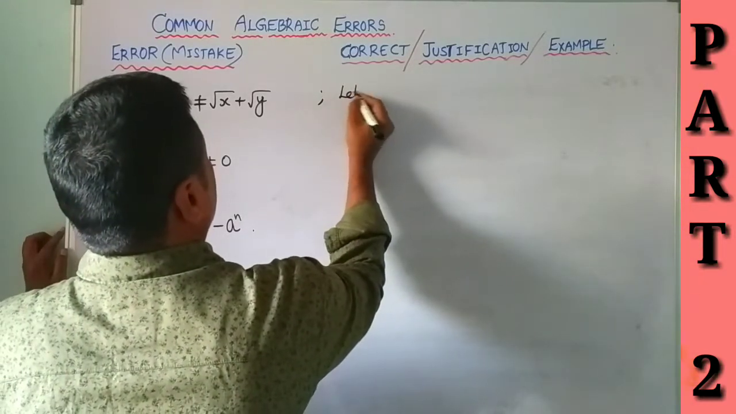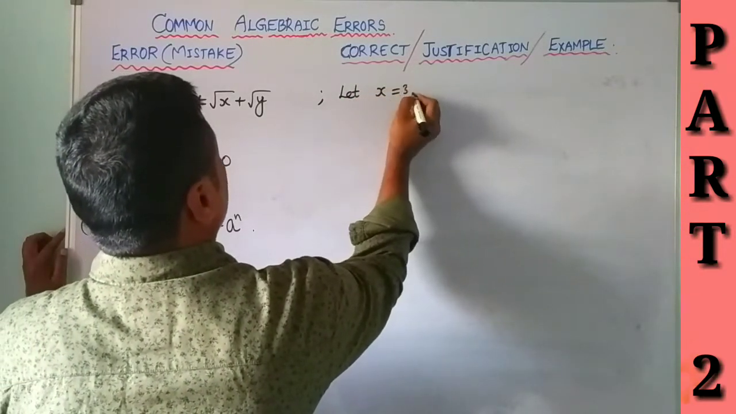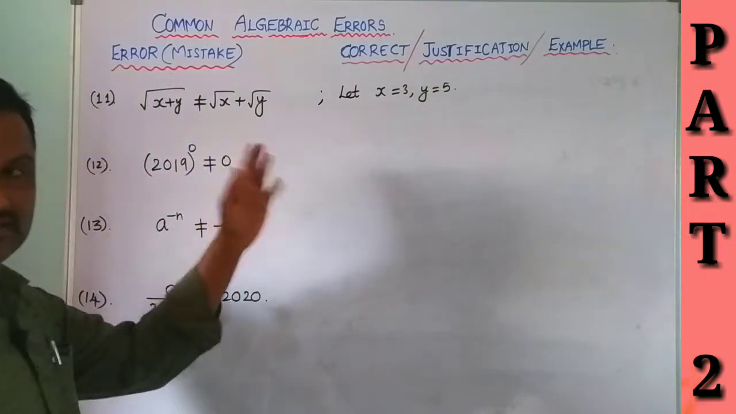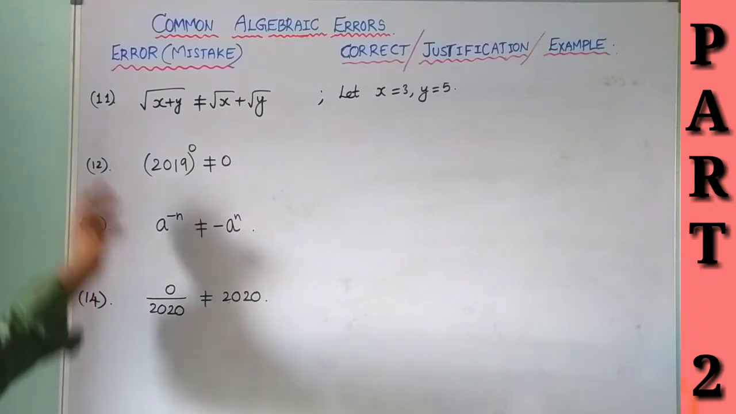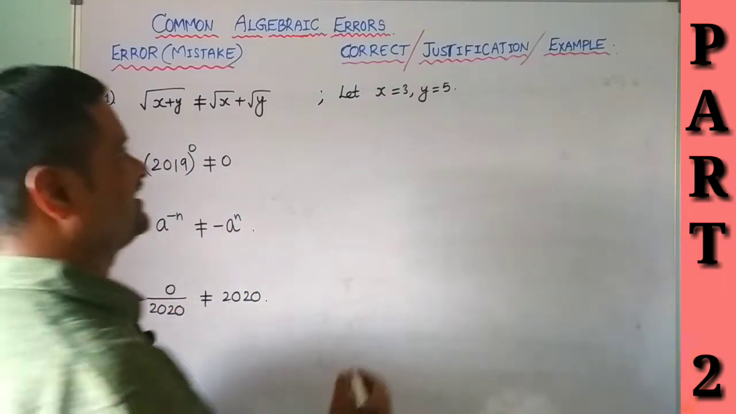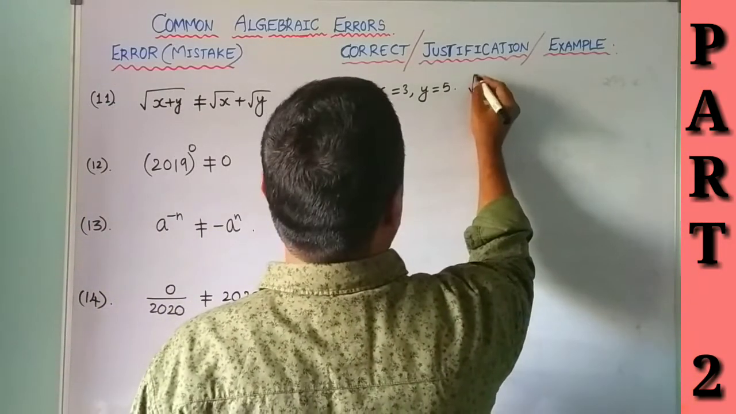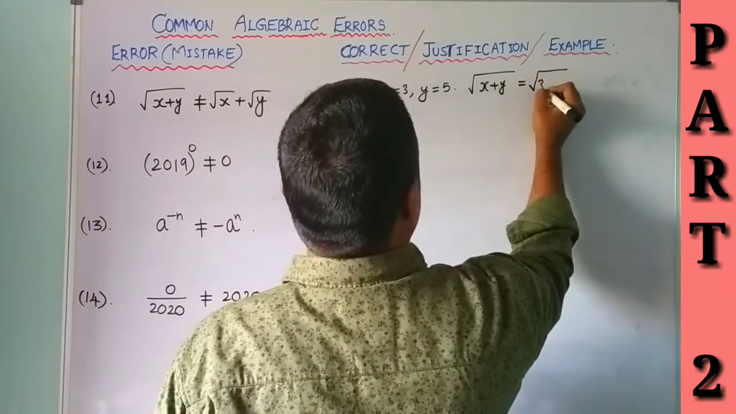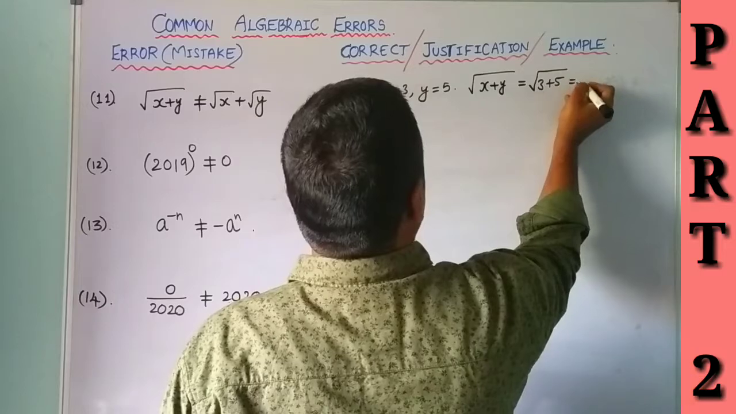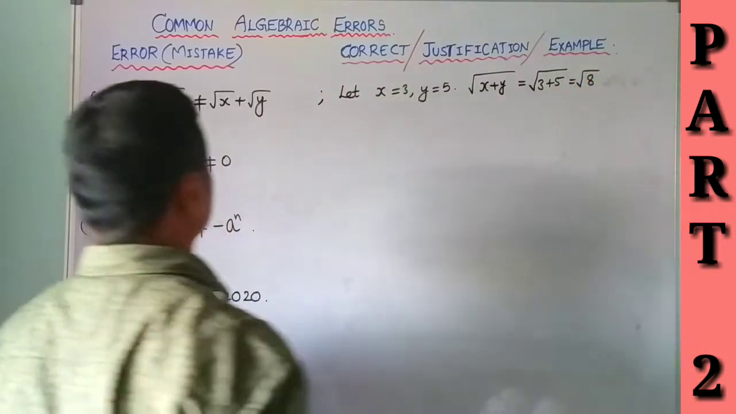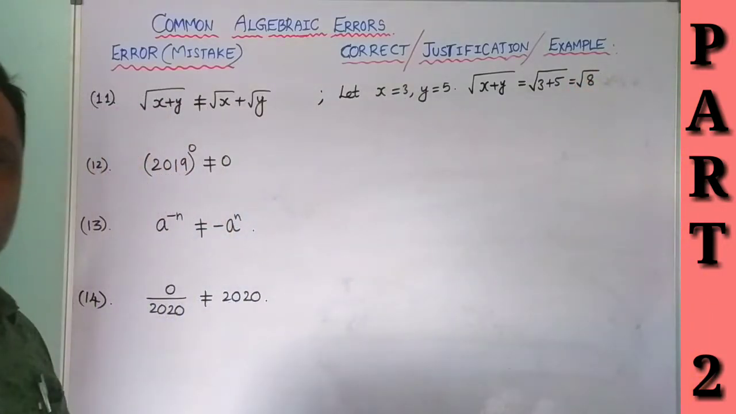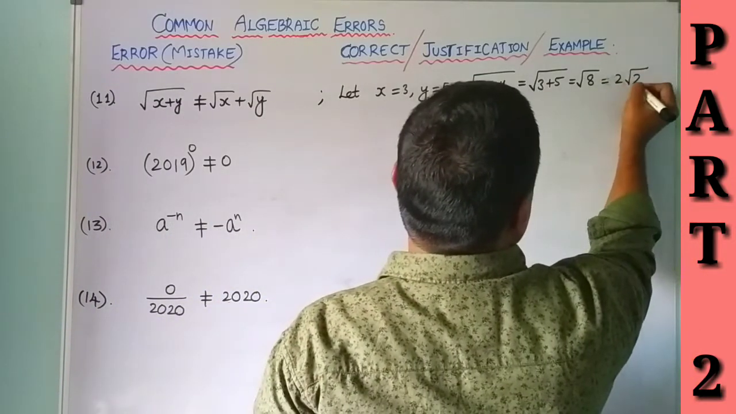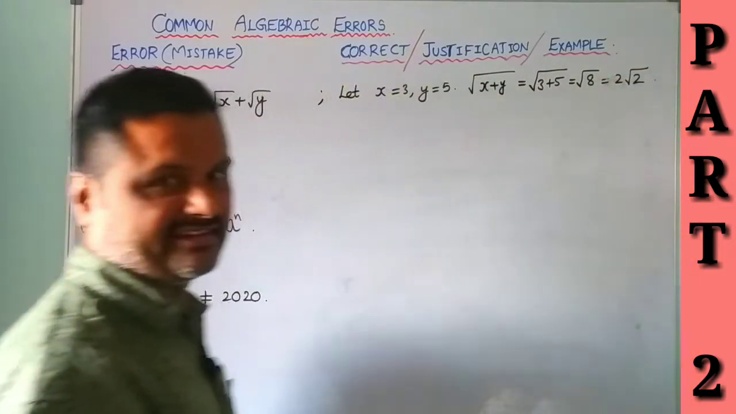Let x is equal to 3 and y is equal to 5. Let us check why they are not equal. Consider LHS. What is LHS? You have root of x plus y, nothing but root of 3 plus 5, which is root 8. Obviously you know that root 8 is 2 root 2, the basic knowledge of surds here.